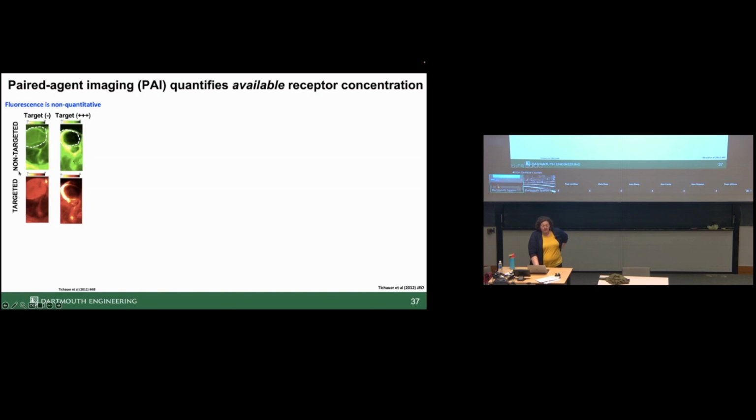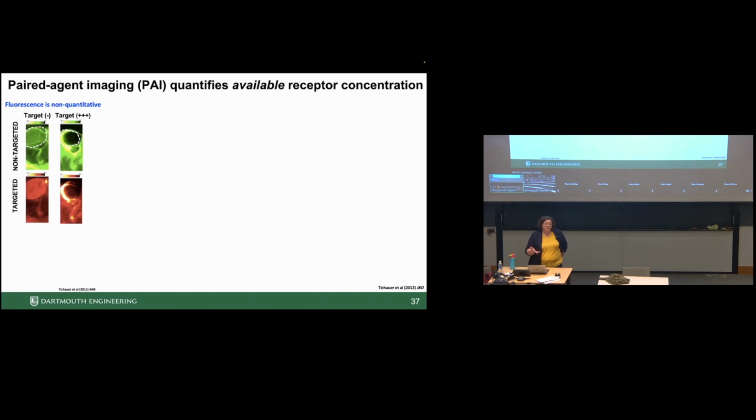So we're showing here 2 images of these 2 different colors, the targeted and non-targeted, of a tumor that is positive for the receptor of interest and one that is negative for the receptor of interest. The white circle indicates where the tumor is in each case. And here you can see that in the negative tumor that doesn't have our receptor, it actually has higher fluorescence. This is actually not due to receptor concentration. It's not molecular imaging. It's that EPR effect that we talked about, that enhanced permeability and retention.